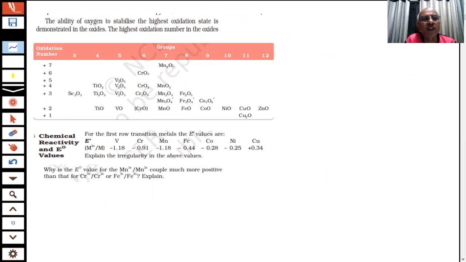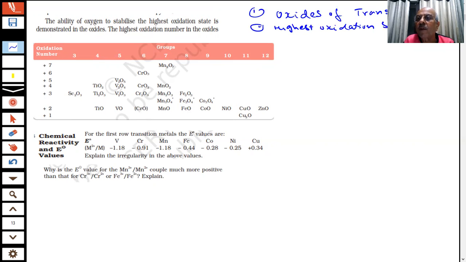Further, now I am talking of oxides of the transition elements. Mostly we always discuss the 3D series. Usually these elements will react with oxygen, and on heating they will form the oxides. The highest oxidation state is the same as the group number.